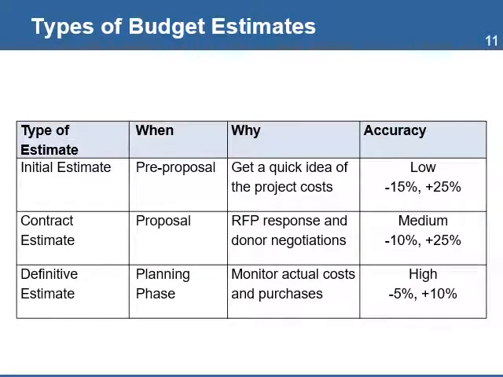When developing the budget, you will come across three types of budget estimates. The initial estimates, which range from minus 25% to plus 75%. Then there is the contract estimate that is more precise at minus 10% to plus 25%, which was used in the project proposal and is part of the contract. And finally, the definitive estimate, the one you will use to baseline the project budget and ranges from minus 10% to plus 10%. This is also called the working budget.